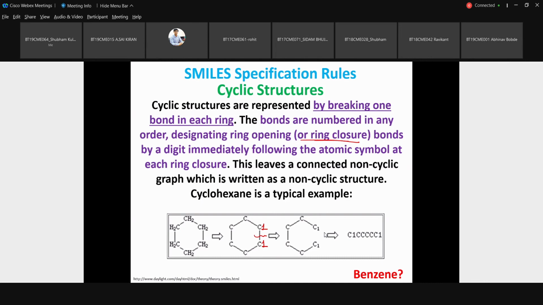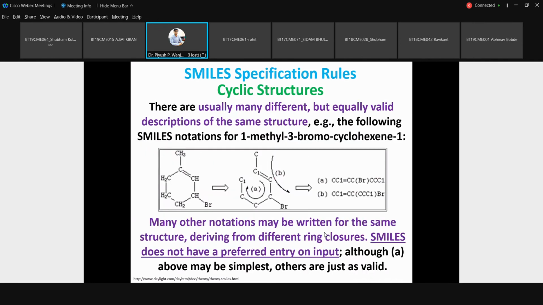What will be the SMILES string for benzene? Instead of capital C, we will write small c, same structure. Okay. Now let's consider the cyclic structure, we are just making it more and more complex.